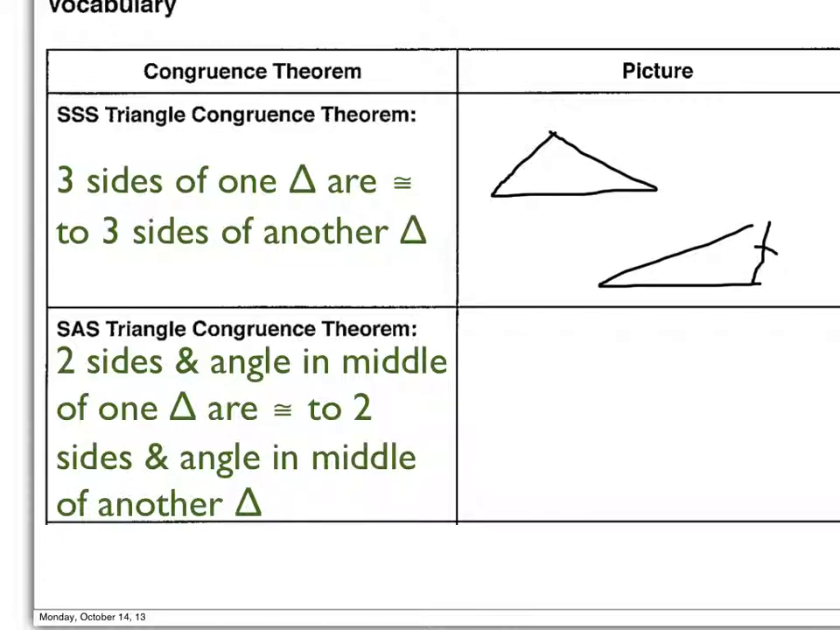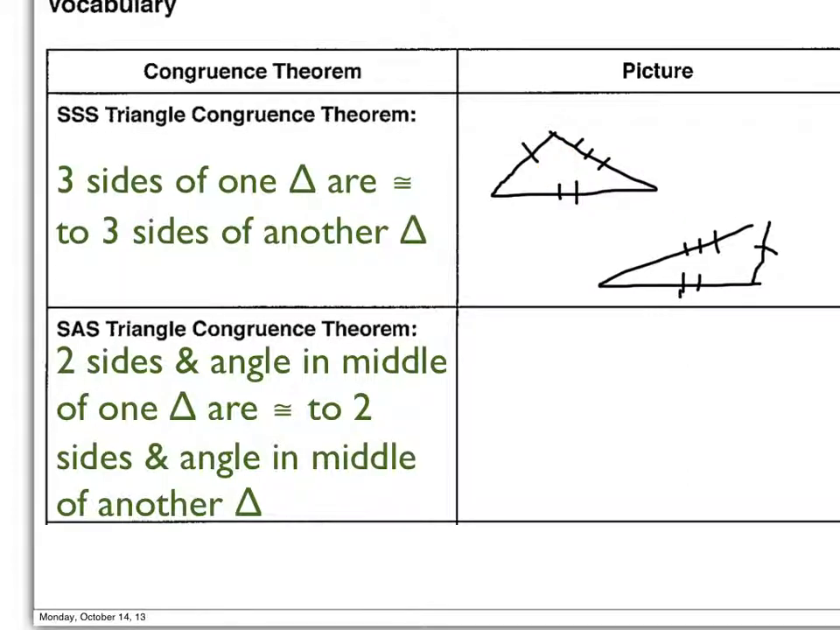Again, we're looking for markings. So if I have a marking here and a marking here, and then another marking, only using two there, and then three here, that means that this side is congruent to this side, is congruent to this side, and this side is congruent to this side, and therefore the triangles are congruent. And everything about them, the angles must be the same as well because of the SSS triangle congruence theorem.